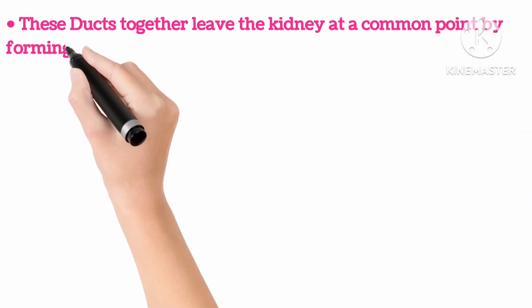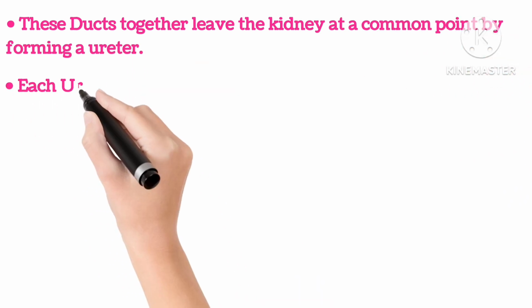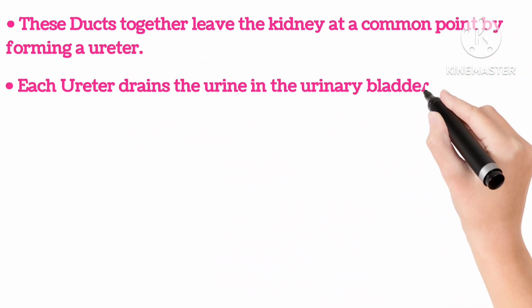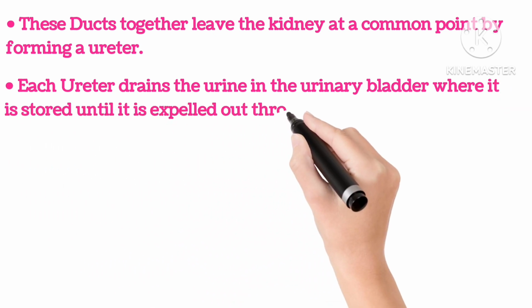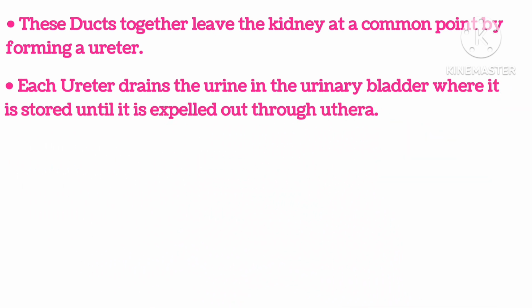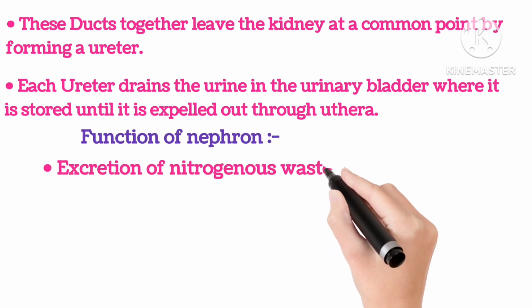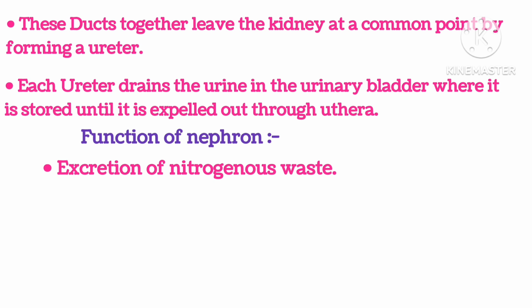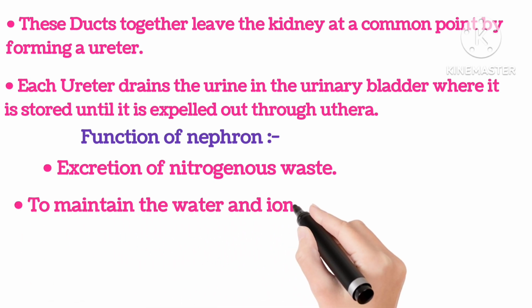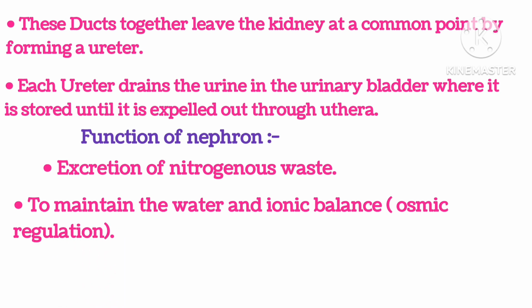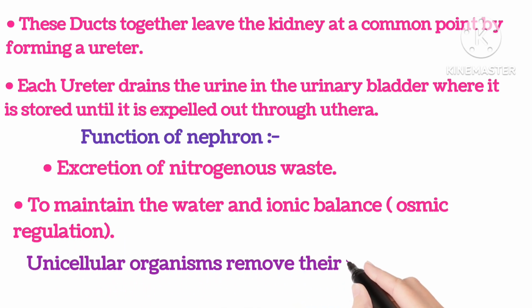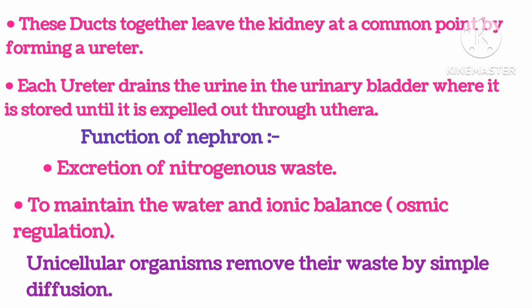These ducts together leave the kidney at a common point by forming a ureter, and each ureter drains the urine into the urinary bladder where it is stored until it is expelled out through the urethra. The function of the nephron is excretion of nitrogen waste and to maintain the water and ionic balance, also known as osmoregulation. Unicellular organisms remove their waste by simple diffusion.